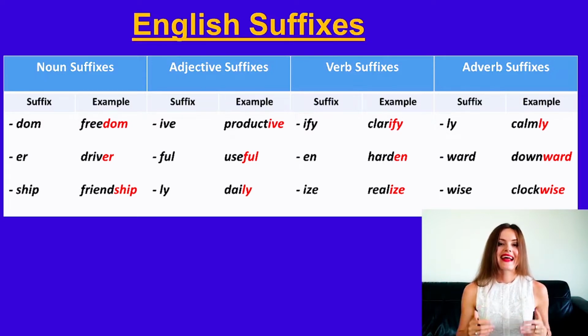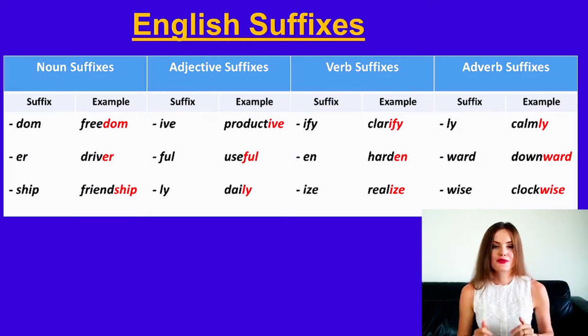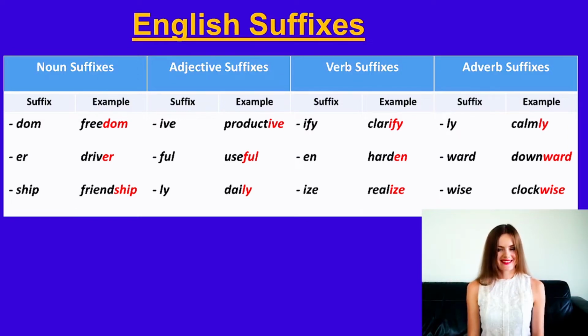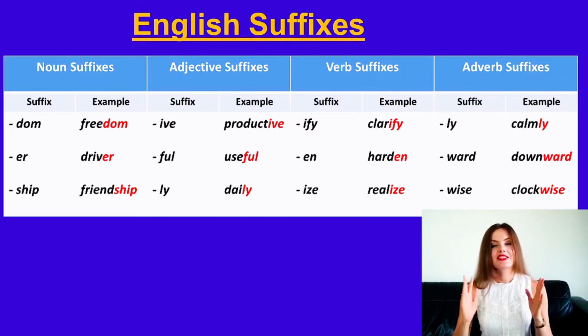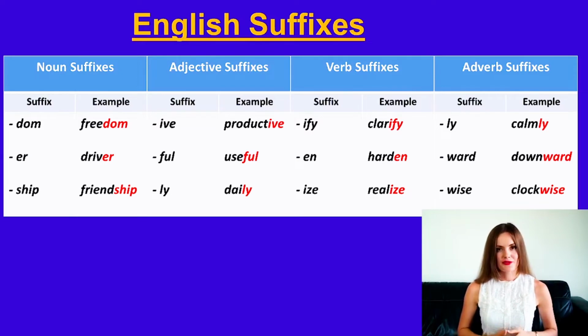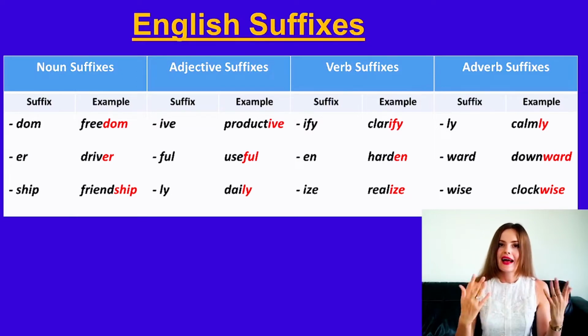Adjective suffixes: ive, productive; ful, useful; ly, daily. Verb suffixes: ify, clarify; en, harden; ize, realize. And adverb suffixes: ly, calmly; ward, downward; wise, clockwise. As you could notice, the suffix ly works for adjectives and for adverbs.